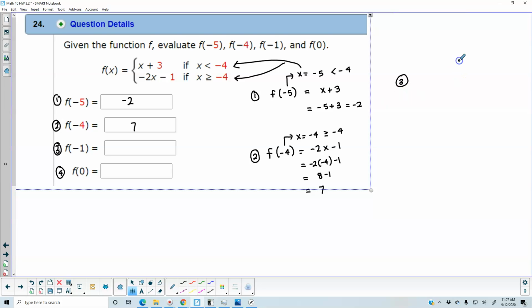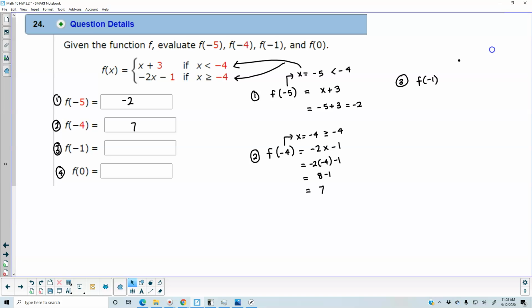Okay, let's take a look at 3. We have f of -1. So that means x is equal to -1. So is that less than -4 or greater than or equal to -4? Well, it's greater than -4. So that means we're using the function -2x minus 1. So we take -2, multiply it by -1, and subtract 1. So we get 2 minus 1, which gives us +1. So the answer for that is 1, and that's our output.